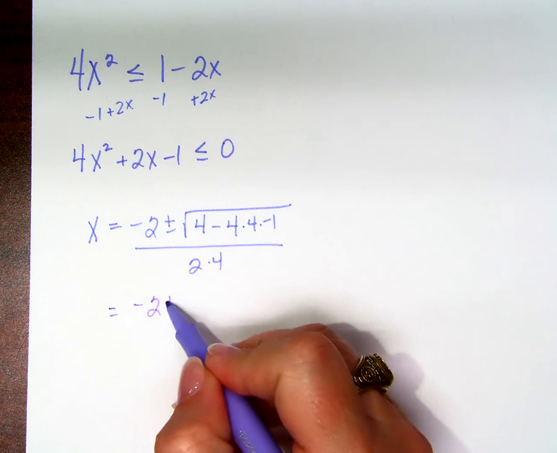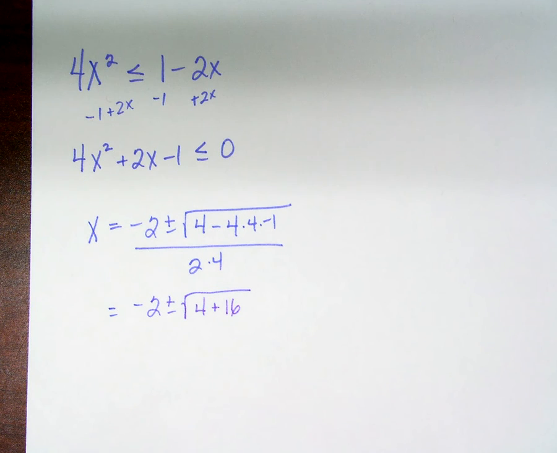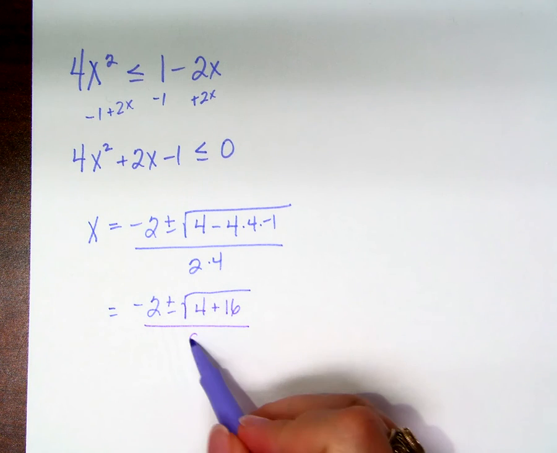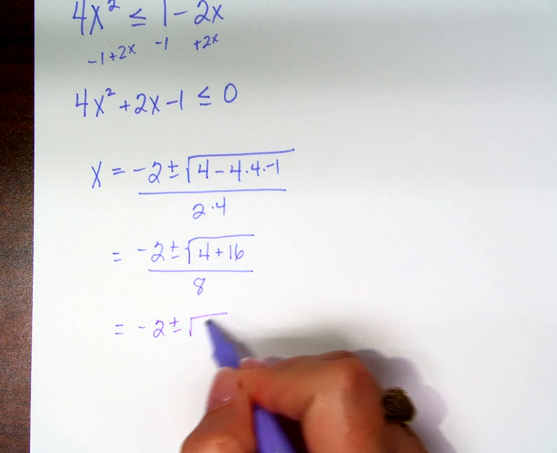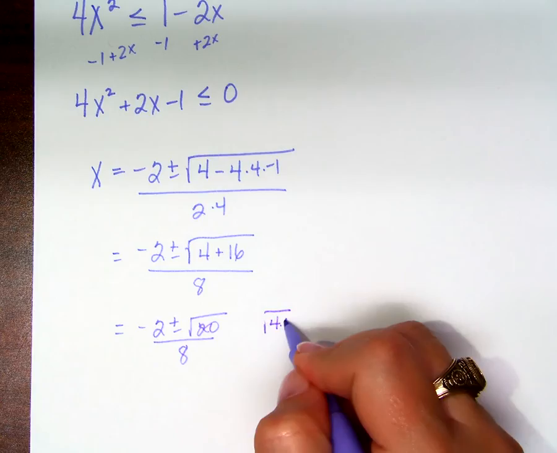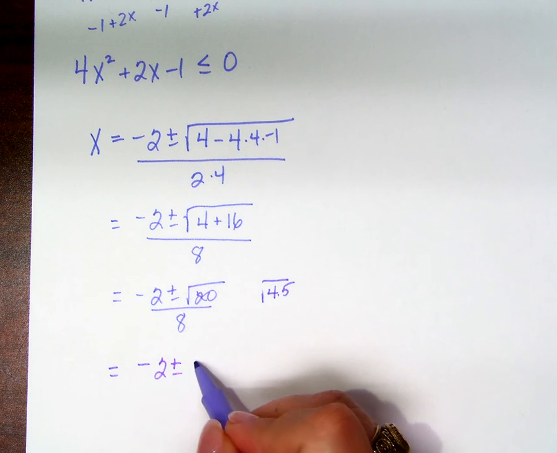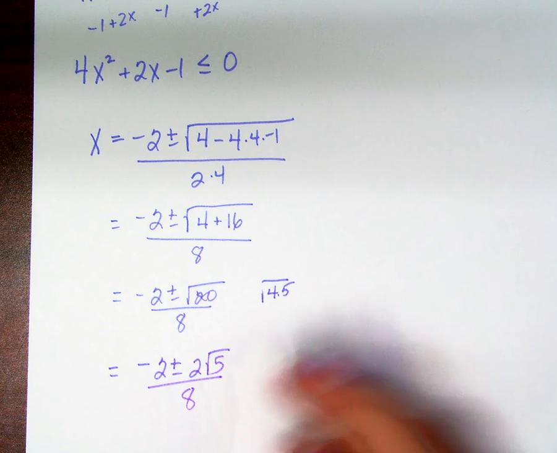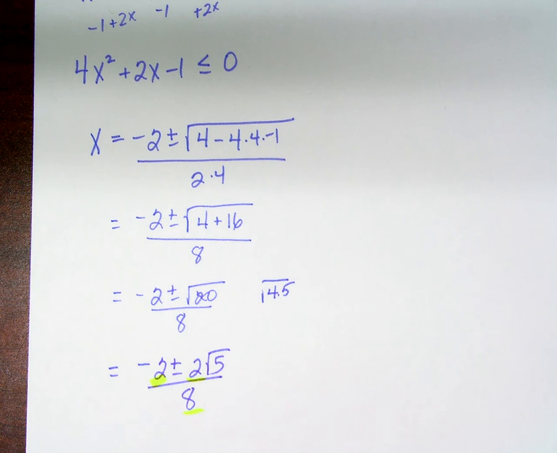So -2 plus or minus the square root of 4 plus 16 over 8. So -2 plus or minus the square root of 20 over 8. Now I don't know the square root of 20, but I know that 20 is 4 times 5, and I do know the square root of 4. So I've got -2 plus or minus 2 root 5 over 8. And then I know that all 3 of these terms right here are all divisible by 2. So I can simplify that. -1 plus or minus the root of 5 over 4.